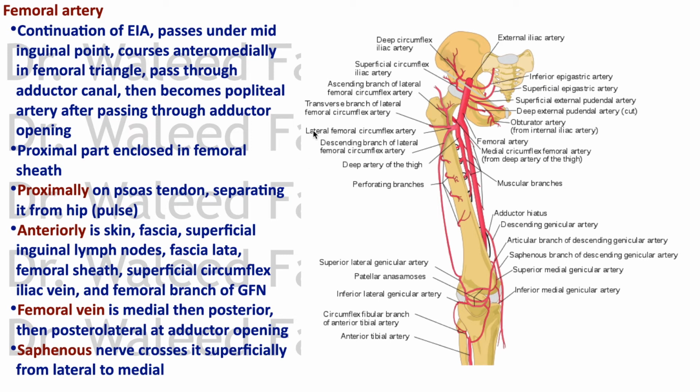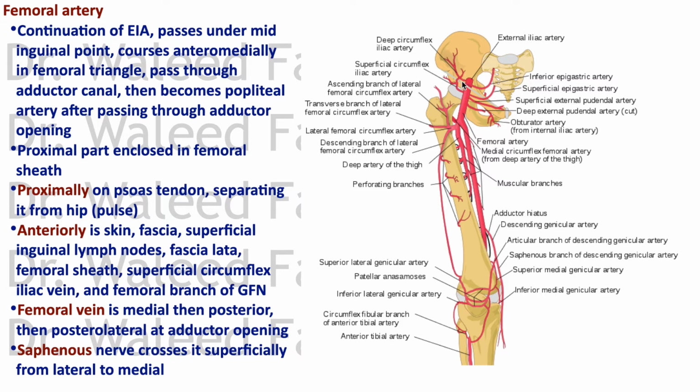The femoral artery is a continuation of the external iliac artery from the mid-inguinal point, and courses anteromedially in the femoral triangle, passing through the adductor canal to become the popliteal artery by passing through the aperture in the adductor magnus, or the adductor opening.